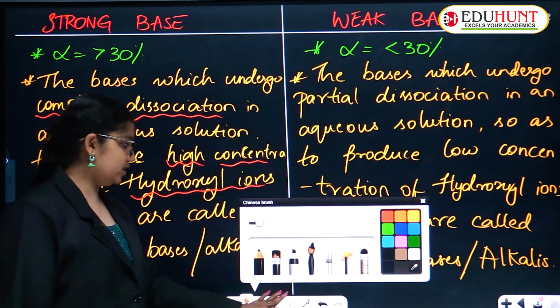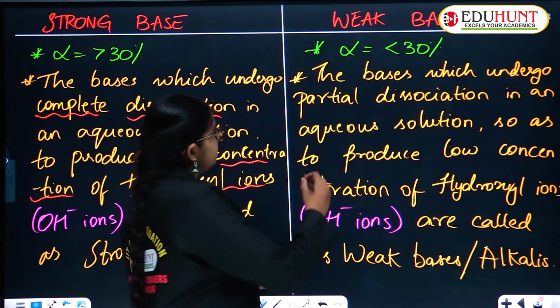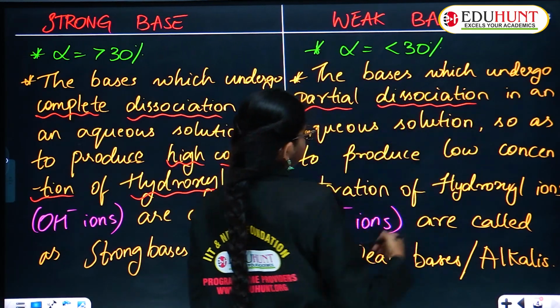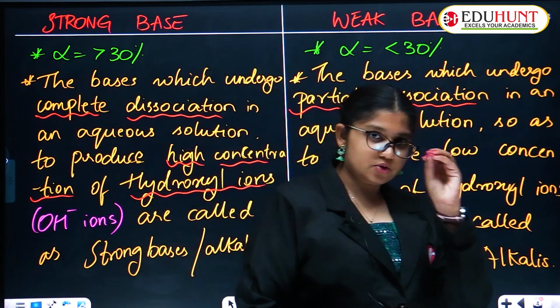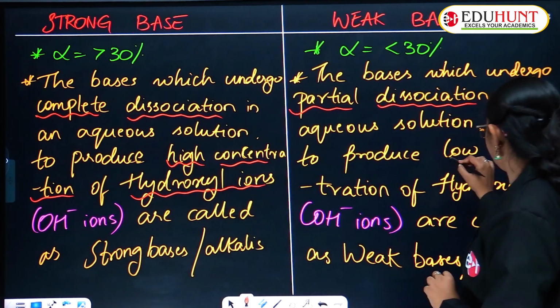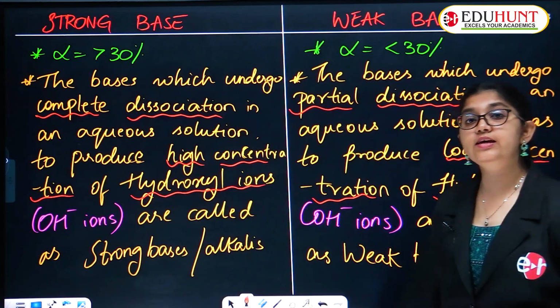So wherever you see the bases which undergo partial dissociation in an aqueous solution, giving rise to a low concentration of hydroxyl ions, they are called weak bases or weak alkalis.